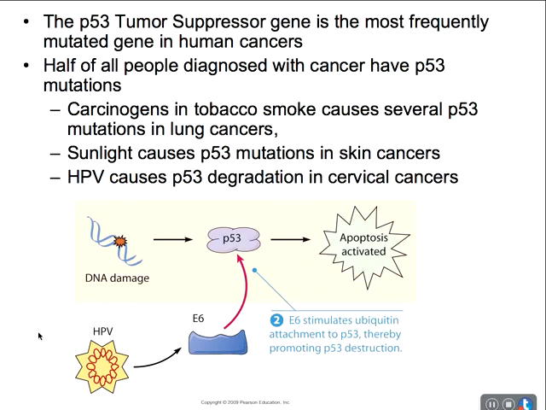We know that there are several things we've identified now. I shouldn't say we. I had nothing to do with this research. They have now identified carcinogens in tobacco smoke cause several p53 mutations in lung cancers. They've identified that chemicals in the smoke, the tobacco smoke, actually can trigger these mutations in p53. We know that sunlight causes p53 mutations in skin cancer. We can identify that that's actually the gene where those mutations happen and then result in skin cancer. We know that HPV, that's the human papillomavirus that causes cervical cancer. HPV causes p53 degradation in cervical cancers.